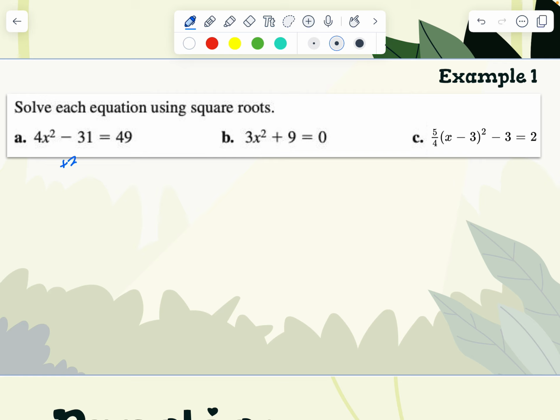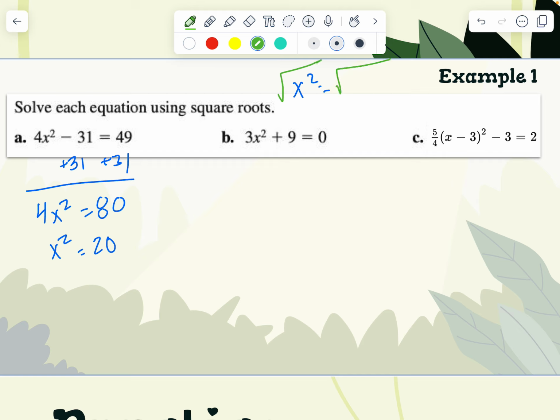So to do that, we would start by adding 31 to each side. That would give us 80. Divide by 4. And that would give us 20. Now, to undo x squared, we have x squared equals, the inverse of something squared, or the opposite, is to square root it. So we're going to have to square root both sides.